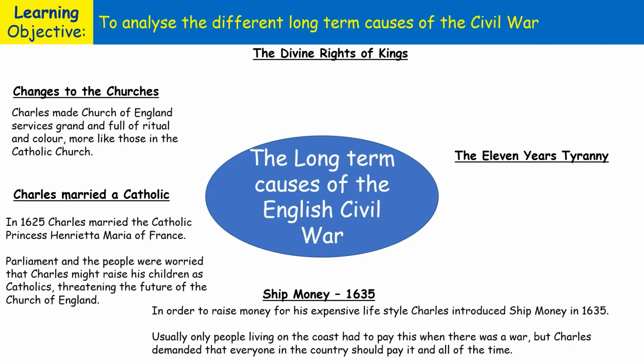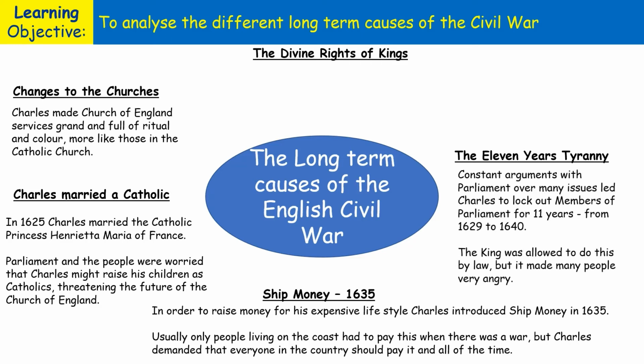Another long-term cause was the 11 Years of Tyranny. Because of constant arguments with Parliament between 1625 and 1629, Charles locked out and closed Parliament for 11 years, from 1629 until 1640. The king was allowed to do this by law, but again, it made people very angry that Charles wasn't choosing to use his Parliament.